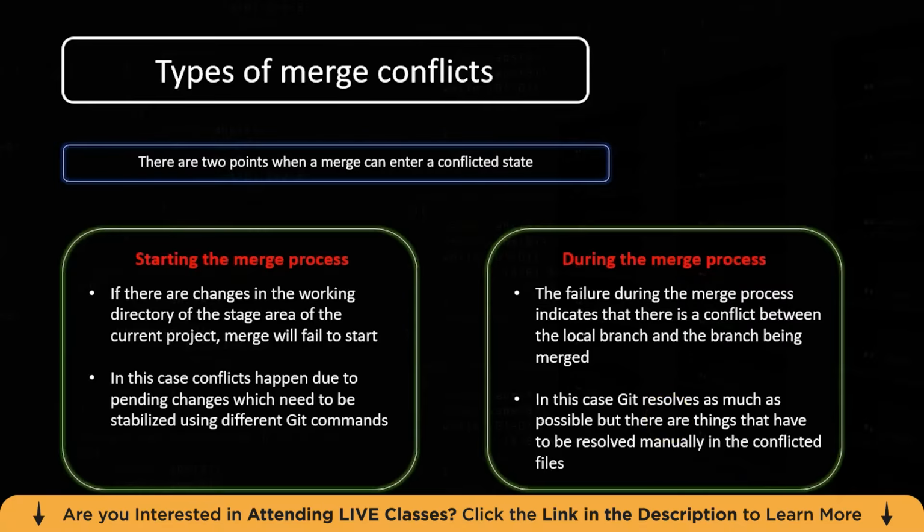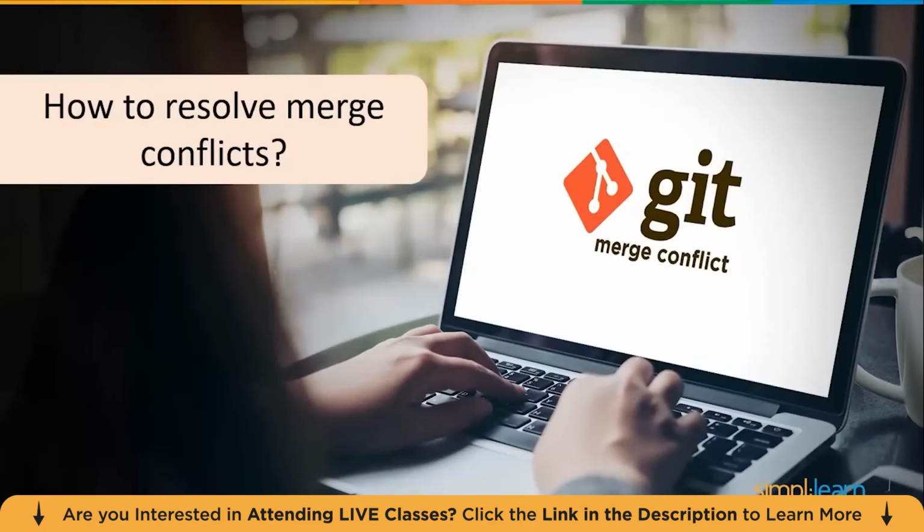If there is any kind of difference in the source code, in the commits, and the different lines of source code, Git automatically tries to resolve it as much as possible. But at any moment, if it's not able to manage, in that case human intervention is required so that we can resolve these conflicts manually. So these are the two types of situations in which a merge can enter a conflicted state. Now, how to resolve these merge conflicts?